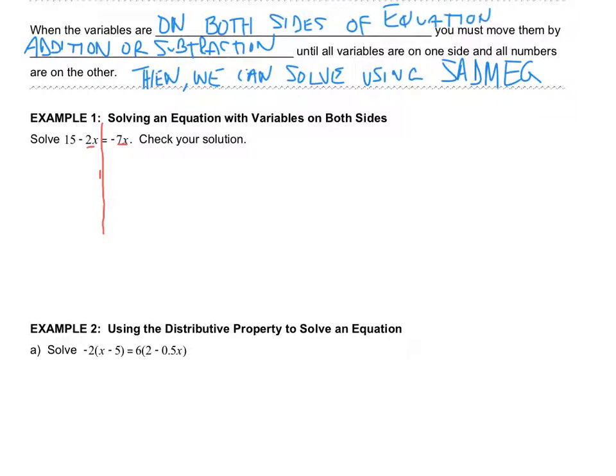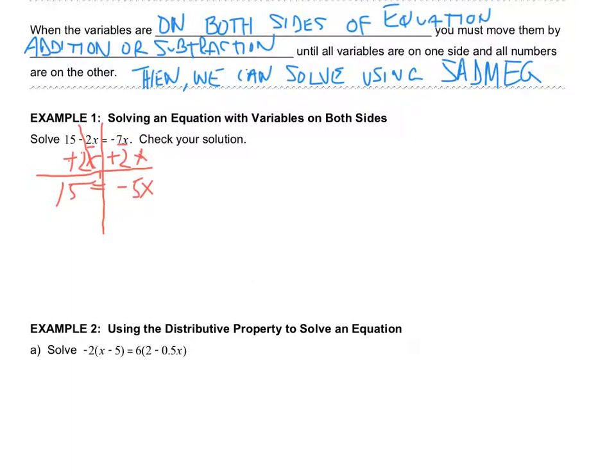So I'm going to take the minus 2x and add 2x to both sides of my equation to get the x's to move from the left side to the right side. So the negative 2x plus x will cancel, leaving me with a 15. On the right-hand side, negative 7x can be added with 2x because they're like terms, and negative 7 plus 2 is negative 5x. So now I can see that all the variables are together on the right-hand side.